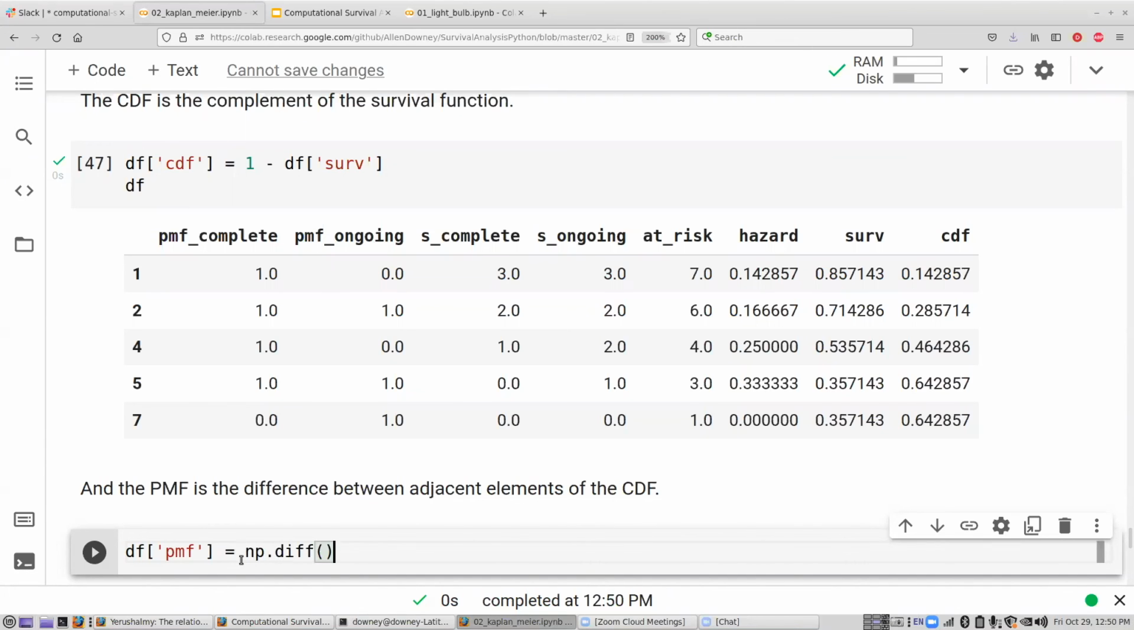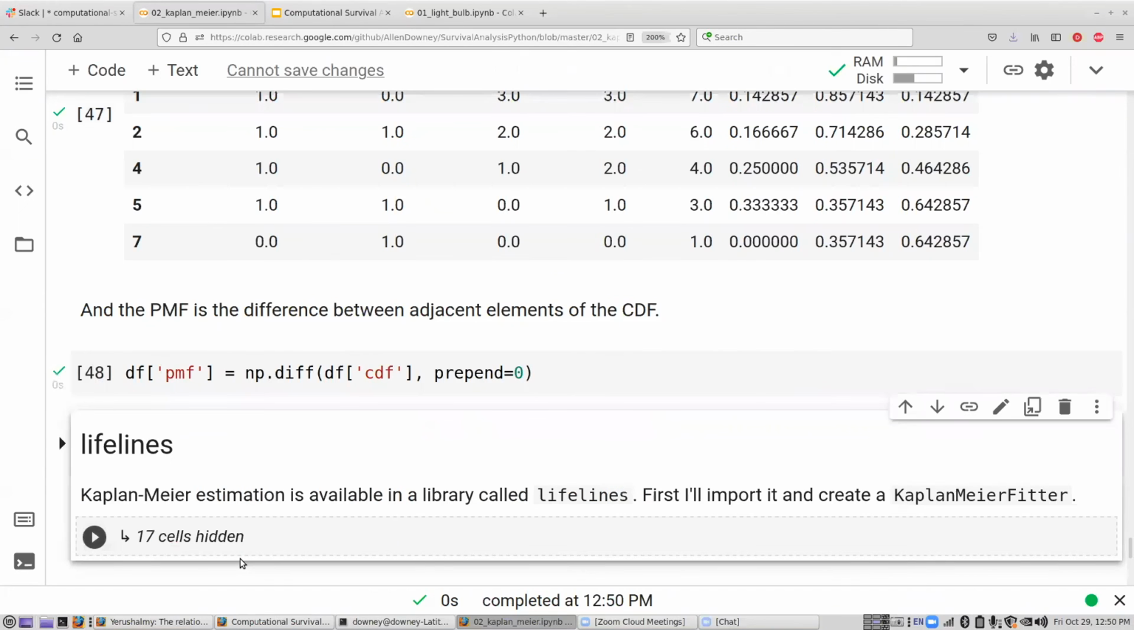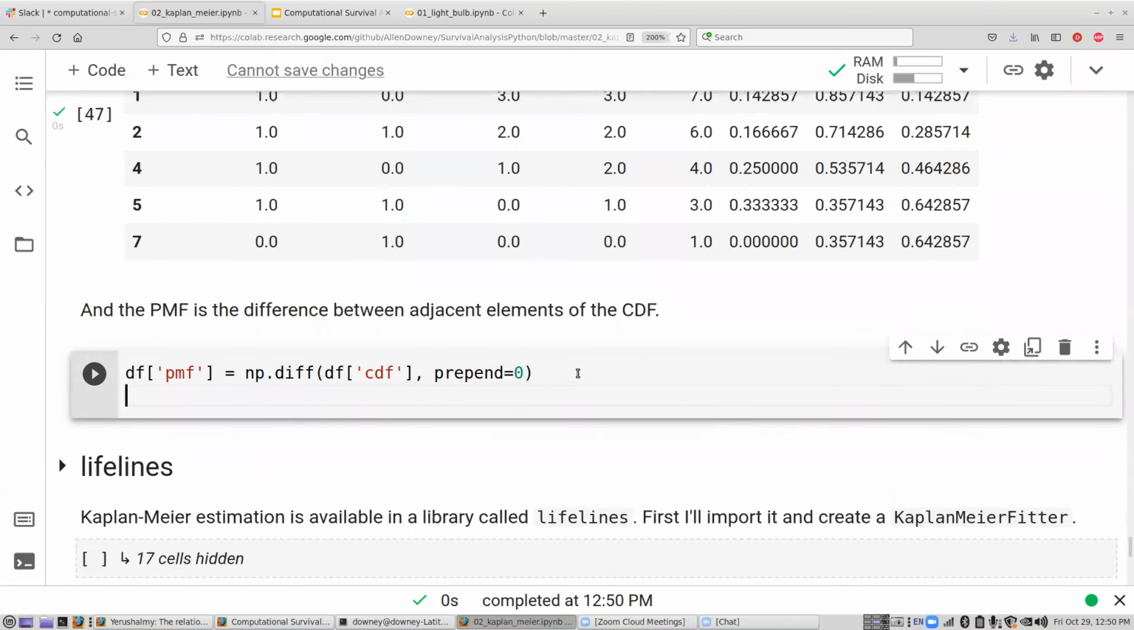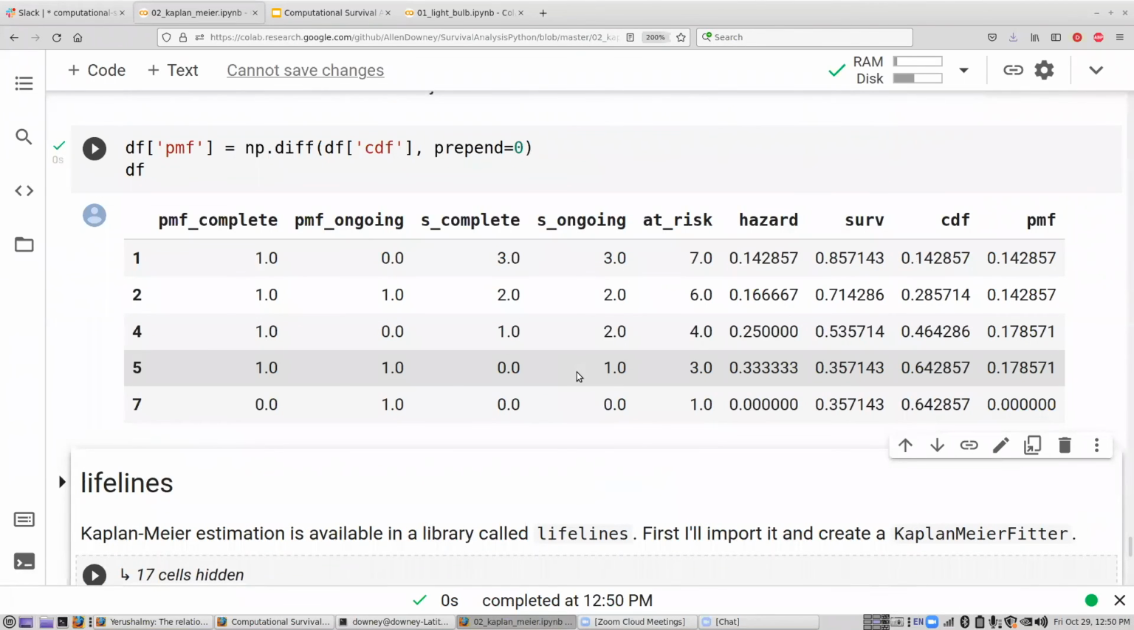And this is a little bit of a hack. Rather than using pandas, I'm using np. And the reason is that it does something for me. I can compute the difference of the CDF, and I can prepend a 0. And that causes it to do the computation correctly. I won't belabor the detail there. And that's it. That's the whole process. So we did a fair amount of work to get to at risk. But once we had that, we computed the hazard, the survival, the CDF, and the PMF.